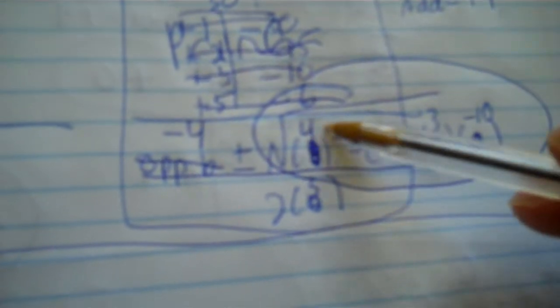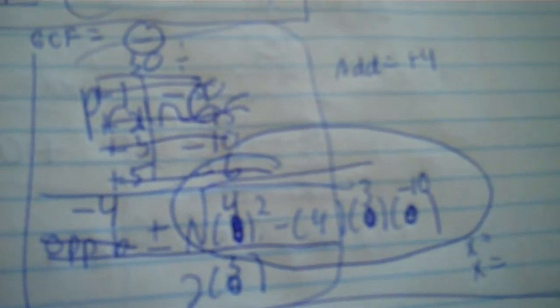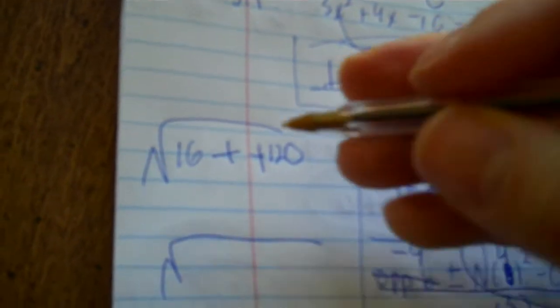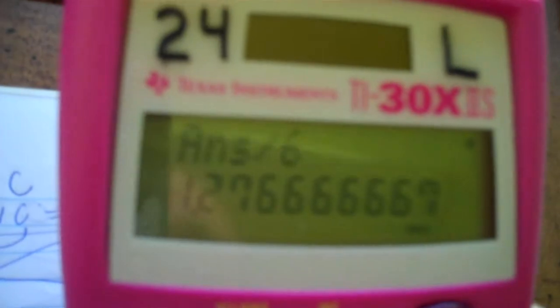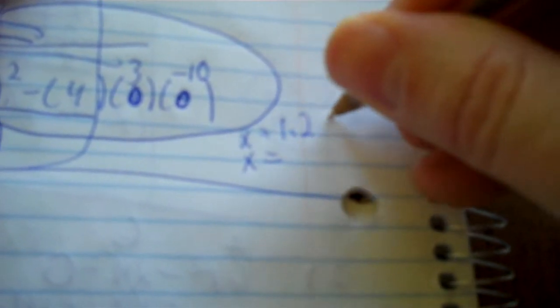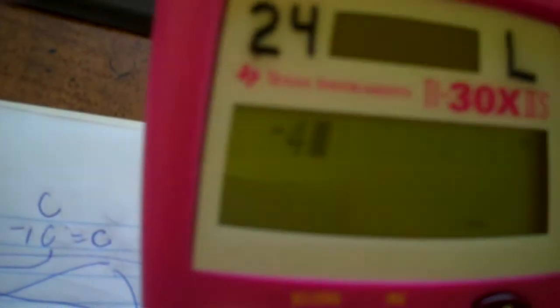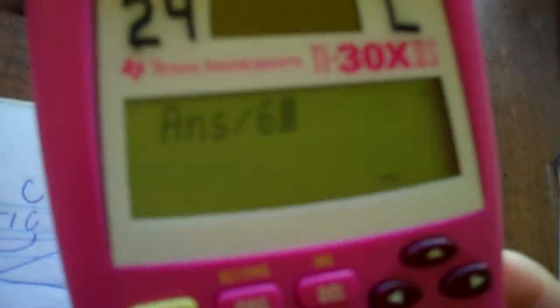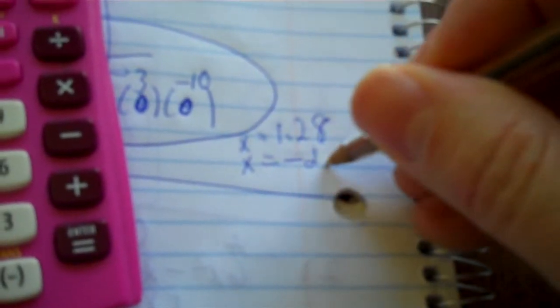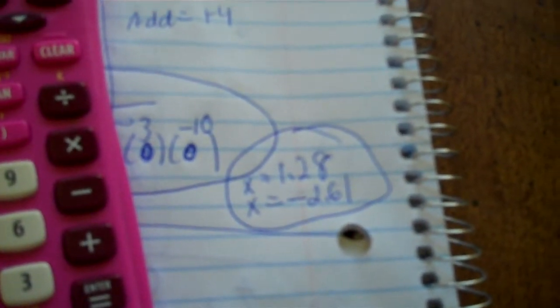Always put a minus. 4 times itself is 16. And then I take 4 times 3 times negative 10, negative 120. Plus, plus. That's 136. Now remember, you got to find the square root of 136. Okay, 11.66. So I have negative 4 plus 11.66 equals, and divide by 6, I got 1.28. Then I take negative 4 minus 11.66, divide by 6, negative 2.61. Okay, so there we are.